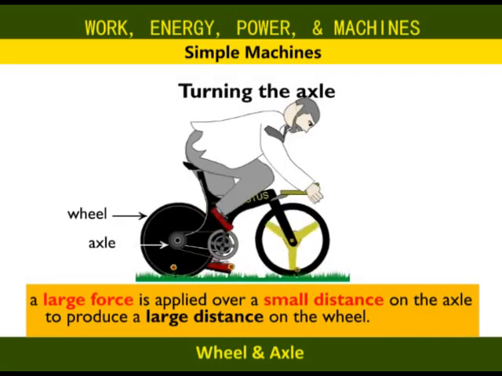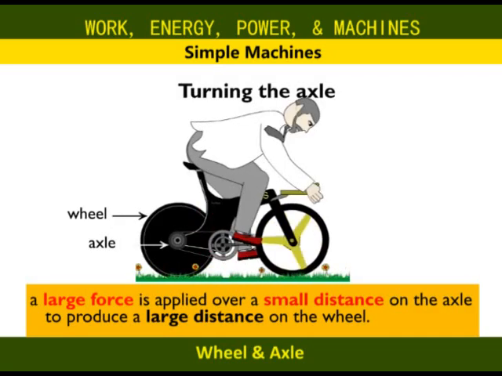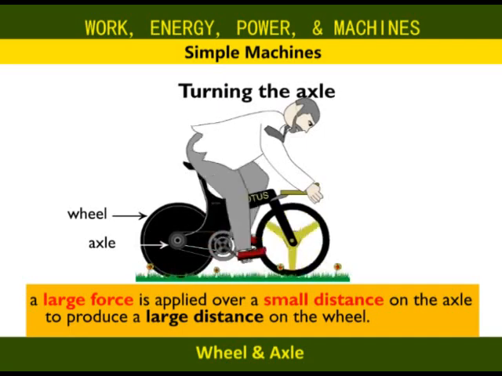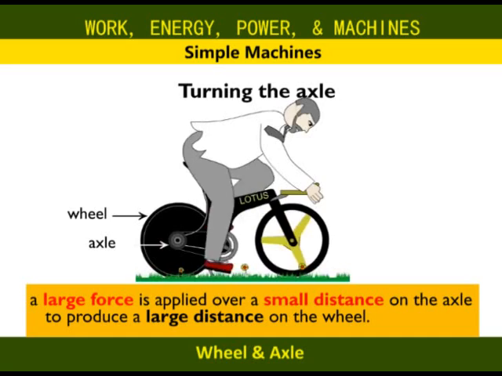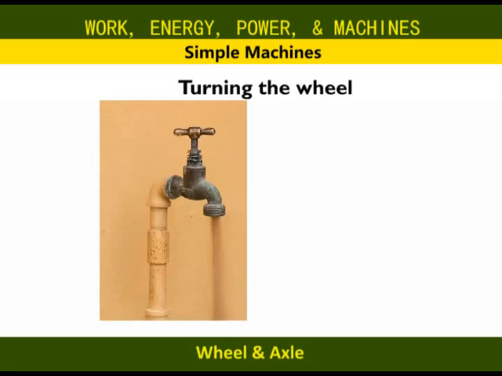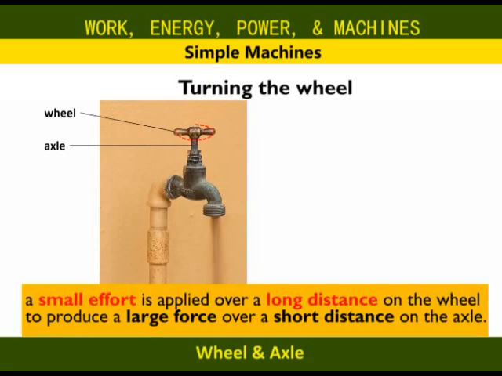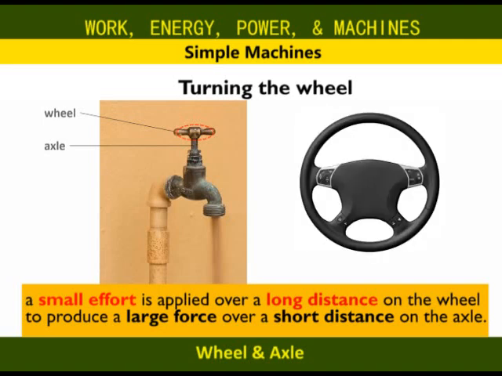The wheel and axle is used in bicycles, where a larger force is applied over a short distance on the axle to move a longer distance on the wheel. A water tap is also an example of a wheel and axle. Without the wheel, it will be difficult to turn the axle. So we apply a small effort over a long distance on the wheel to move a larger load on the axle but over a short distance. The same happens in the steering wheel of a car.